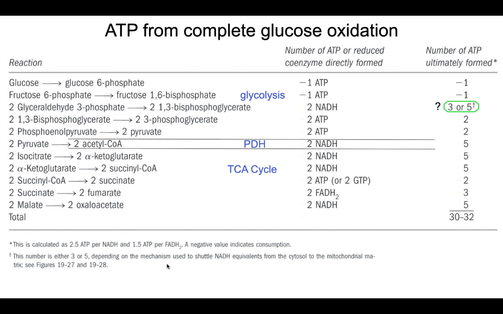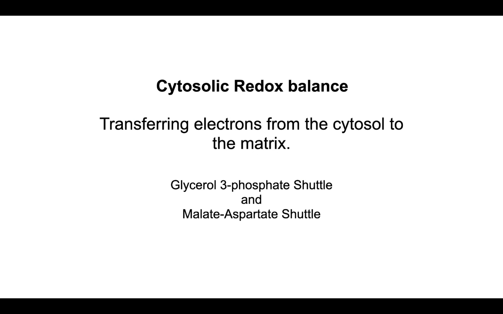And when we read here, it says it depends upon the mechanism used to shuttle the NADH equivalents from the cytosol to the mitochondrial matrix. So that's what we're going to look at in this video here. What are the shuttles that cells can use to move NADH electrons from the cytoplasm to the matrix?